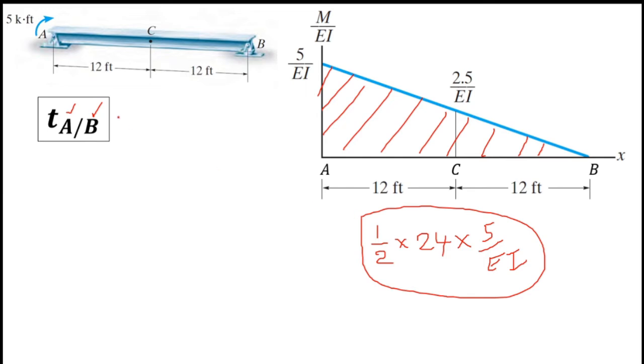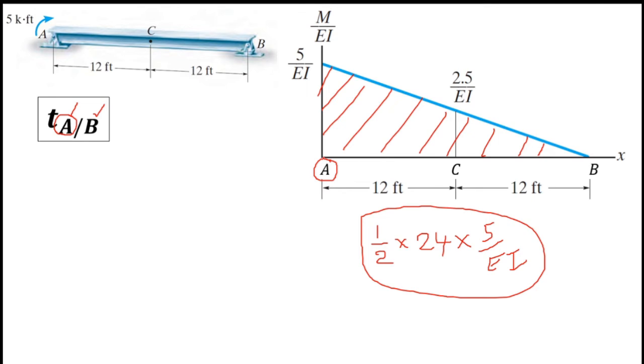Next, I have to take moments. In this moment area method theorem 2, we have to take moments. As I told you, there are two letters, a left side letter and a right side letter. The left side letter is capital A, the right side letter is capital B. In this moment area method theorem 2, we always have to take moments about the left side letter, which is capital A. Therefore we have to take moments about this capital A point.